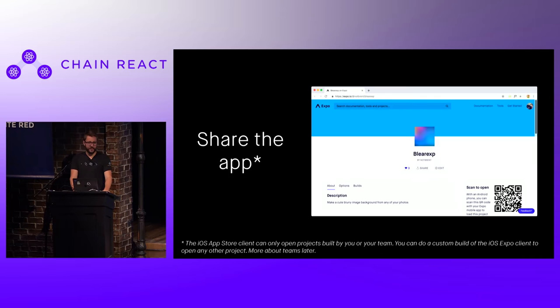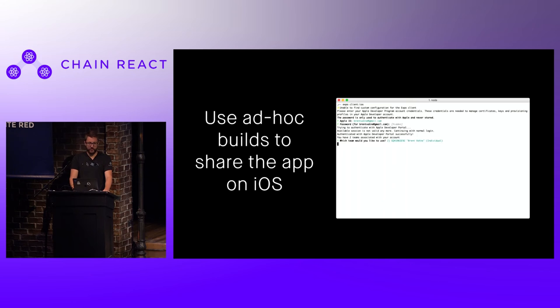So when we published, we got this URL where if you have the Expo client, you can open it on your device. However, on iOS, due to App Store restrictions, you can only open projects that are built by you and your team, unless you do something called a custom ad hoc build. So this is something we recently built. So you can create a custom ad hoc build of the client by running Expo Client iOS. This requires that you have a paid Apple developer account.